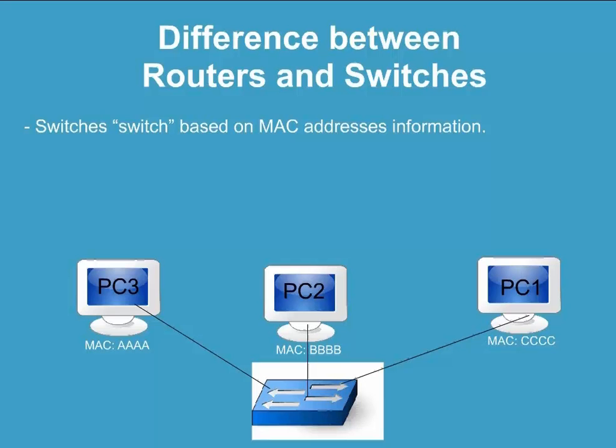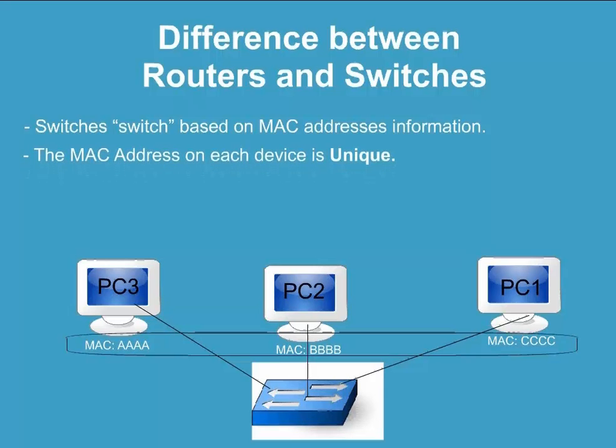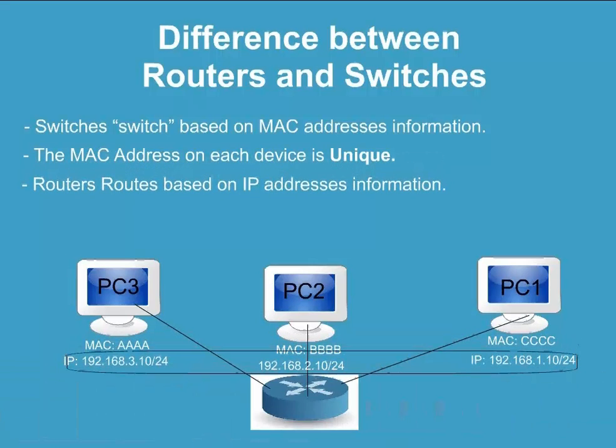Switches switch based on MAC address information. When an Ethernet frame enters one of the switch interfaces, it should send this Ethernet frame by looking at the destination MAC address. The MAC address that belongs to each device is unique. Routers have a similar task, but routers route based on IP information. The router looks at the IP packet to get the destination IP address and sends the packet out to the correct interface. The IP address is unique on the network also.